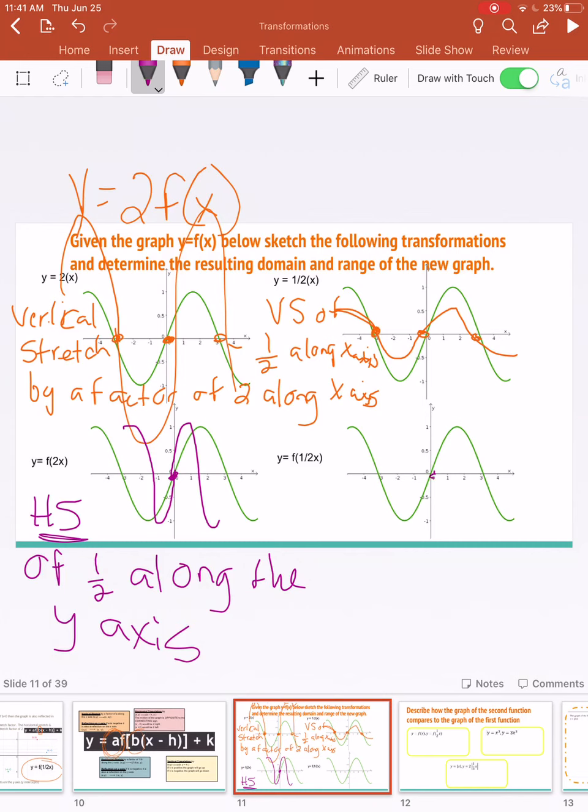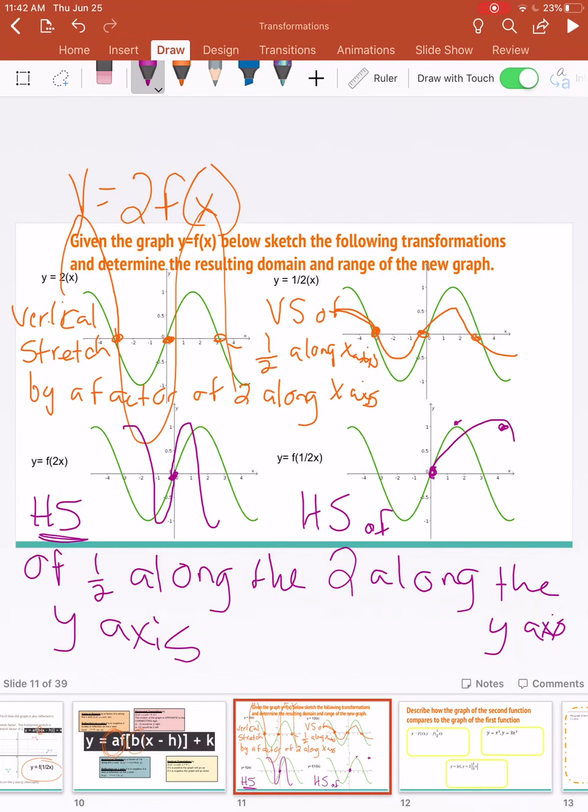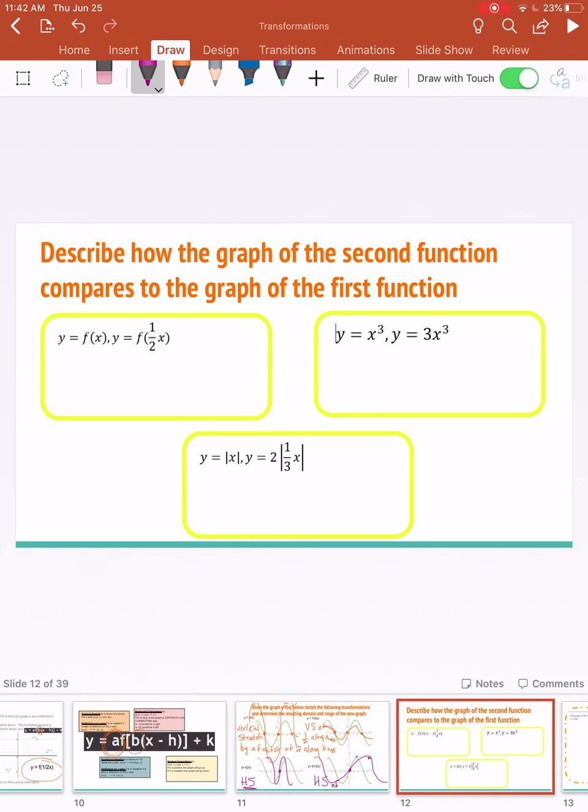Here my horizontal stretch would be of 2 along the y-axis, because the reciprocal of 1/2 is of course 2. So my invariant points would be any point on the y-axis. I like to start with those invariant points. And now I'm going to take all of my x values of each point and times by 2. So then my graph looks like this. Yay!